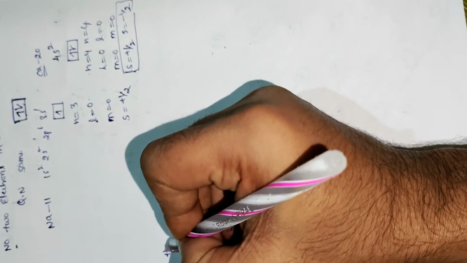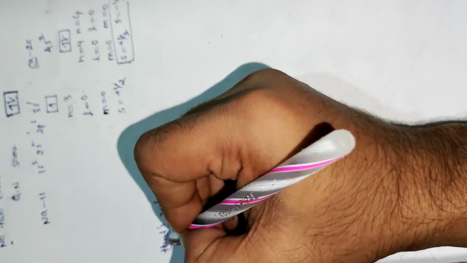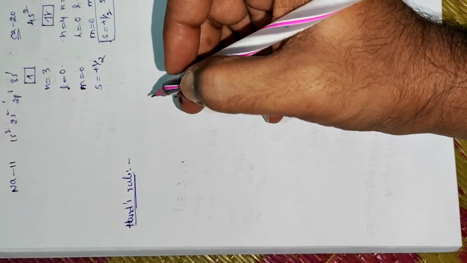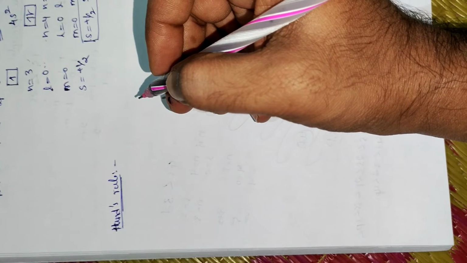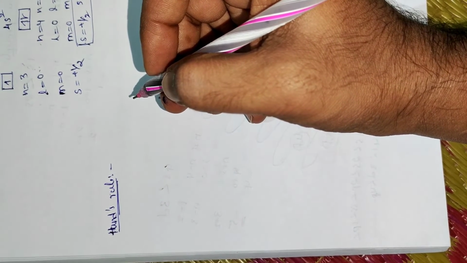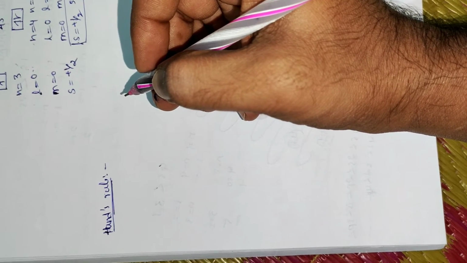Next, Hund's rule. While filling electrons in a given subshell in degenerate orbitals, pairing of electrons won't take place unless each orbital contains one unpaired electron.